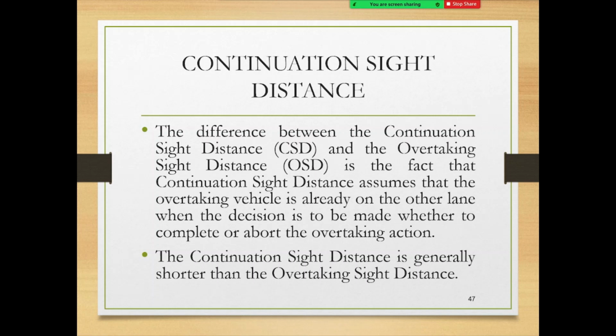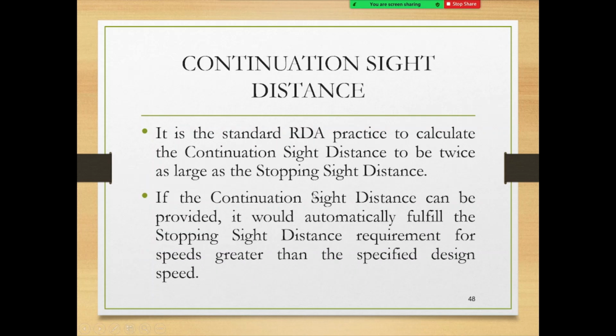It is the fact that continuation sight distance assumes that the overtaking vehicle is already on the other lane when the decision is to be made whether to complete or abort the overtaking action. Okay, the continuation sight distance is generally shorter than the overtaking sight distance. It is standard RDA practice to calculate the continuation sight distance to be twice as large as the stopping sight distance. So you calculate the stopping sight distance and then you double it, so you get the continuation sight distance.